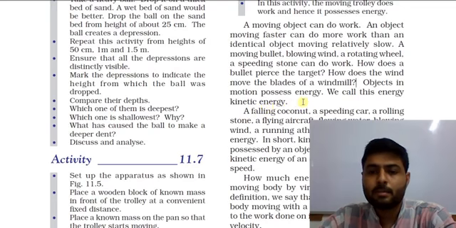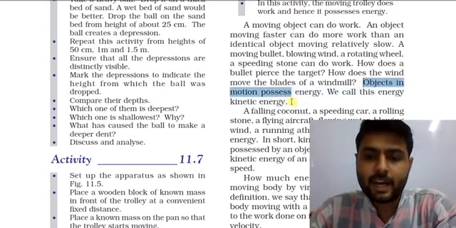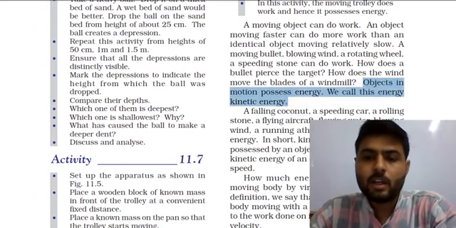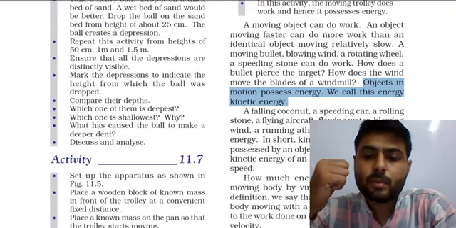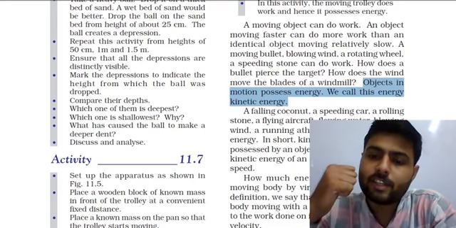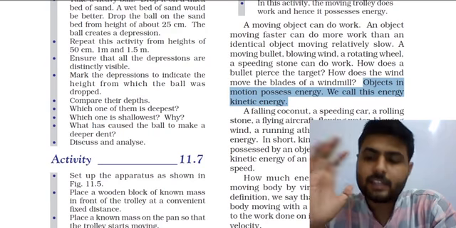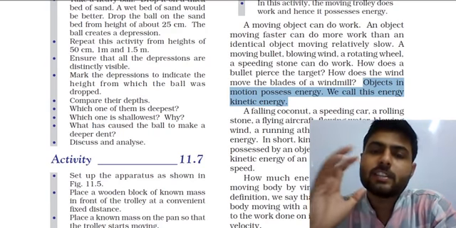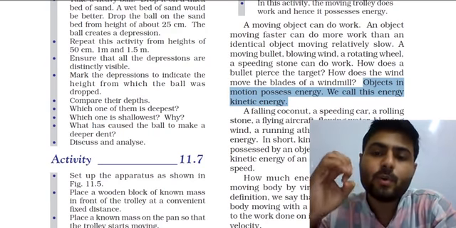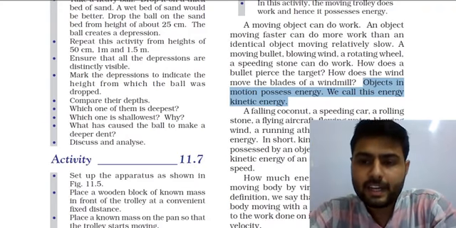Objects in motion possess energy. We call this energy kinetic energy. This is the definition. We can mark it and note it. Due to motion, an object possesses energy, and this energy we call kinetic energy. That is, kinetic energy is the energy due to motion of an object. I hope you get the point.